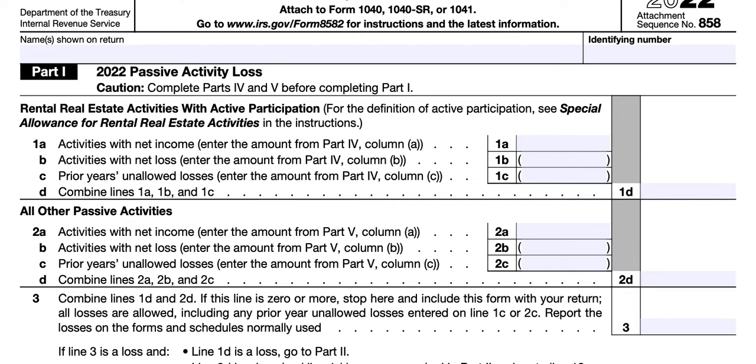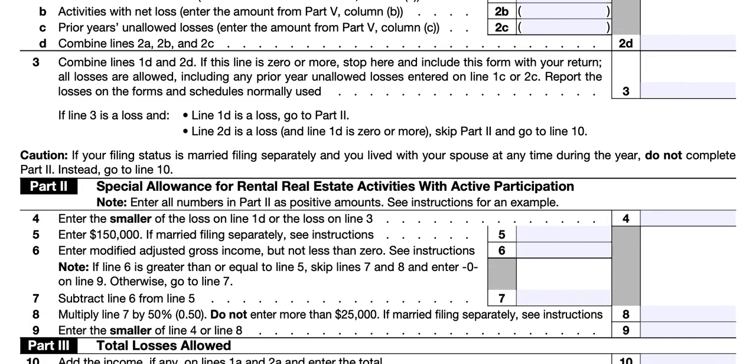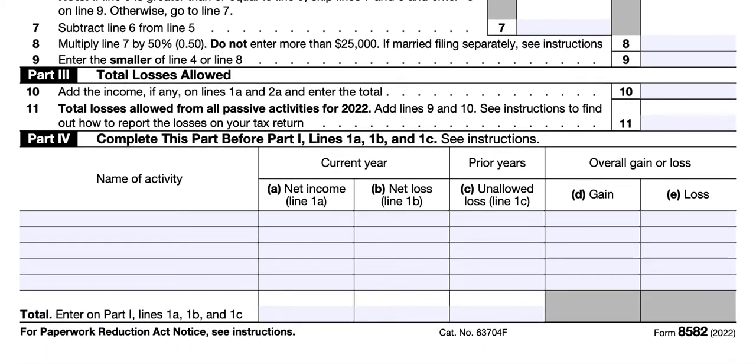You'll use Parts 4 and 5 first to determine the entries for lines 1 and 2 as follows. Part 4 is for rental real estate activities with active participation. And then Part 5 is all other passive activities. So before we go to Part 1, we'll proceed to Part 4, where you would list the name of each activity, the current year's net income from line 1A, the net loss, line 1B, prior year's unallowed loss, 1C, and then an overall gain or loss, either in column D or in column E.